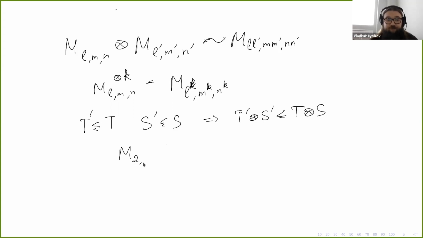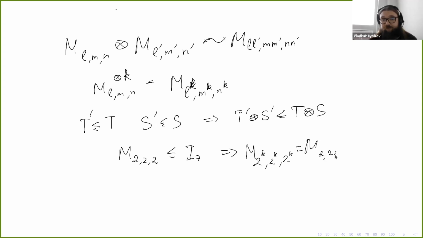So we have M222 is a restriction of I7, and it follows that M2 to the K, 2 to the K, 2 to the K, which is a Kronecker power, is a restriction of I7 to the k, which is also a diagonal tensor of size 7 to the k.